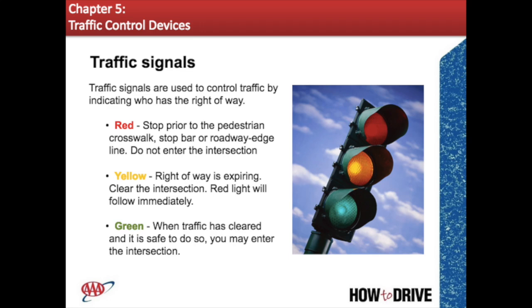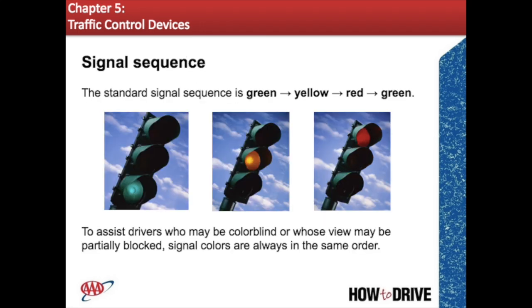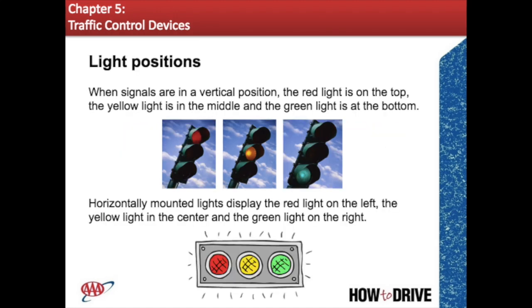Then we have green. When traffic is cleared and it is safe to do so, you may enter the intersection. Then we have the signal sequence. The standard signal sequence is green, yellow, red, green. To assist drivers who may be colorblind or whose view may be partially blocked, signal colors are always in the same order. Next up, we have light positions.